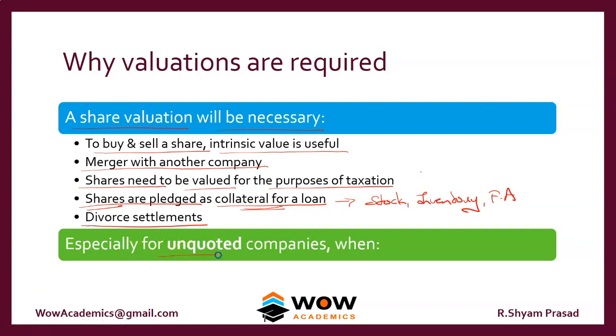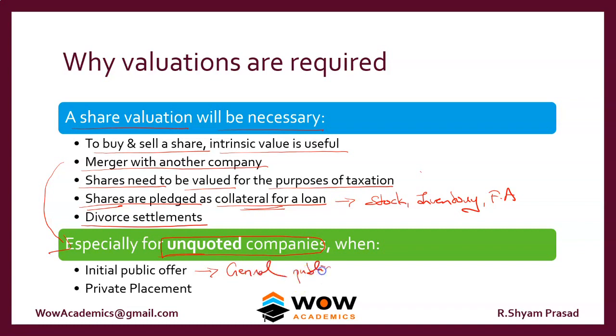So valuation is also used for an unquoted company. We also saw an example in terms of the merger, but we can also apply it for an IPO or a private placement. An IPO is selling the company's share to the general public. And private placement is selling the company to a few institutional investors. So these are the two things.